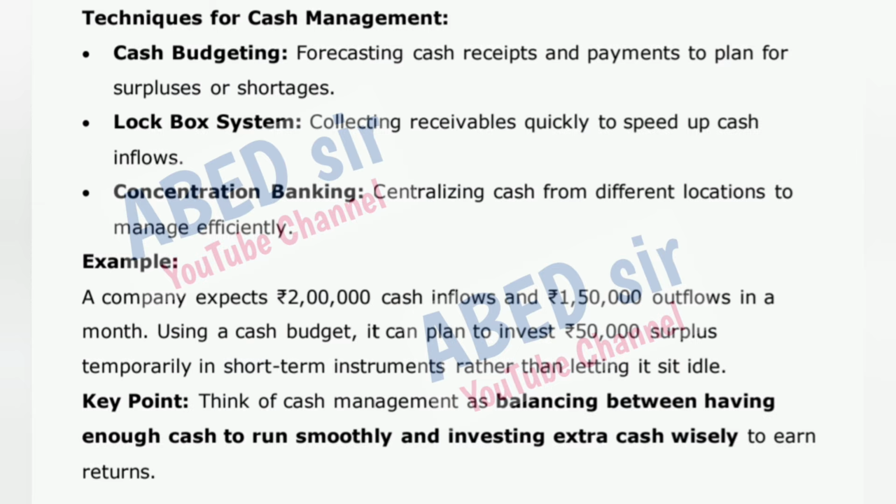Example: a company expects 2 lakh rupees cash inflows and 1,50,000 rupees outflows in a month. Using a cash budget, it can plan to invest the 50,000 rupees surplus temporarily in short-term instruments rather than letting it sit idle. Key point: think of cash management as balancing between having enough cash to run smoothly and investing extra cash wisely to earn returns.